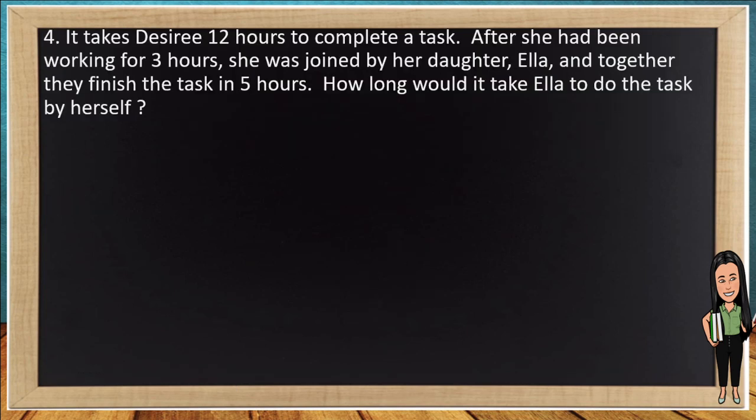Sige, next example. It takes Desiree 12 hours to complete a task. After she had been working for 3 hours, she was joined by her daughter Ella, and together they finished the task in 5 hours. How long would it take Ella to do the task by herself?